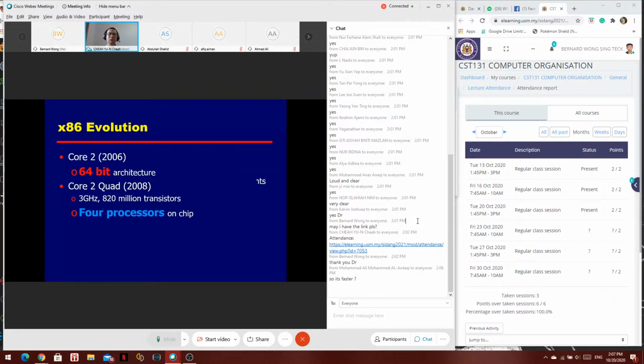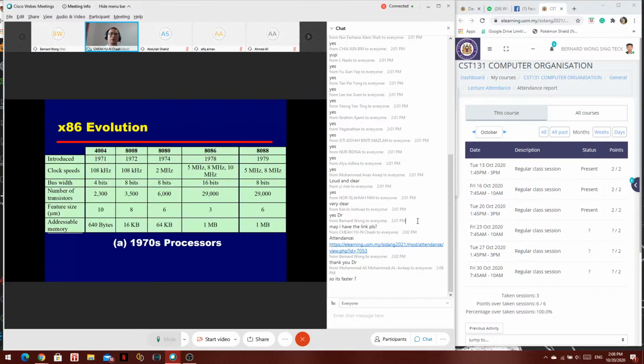Then later they evolved into 64-bit processors, and from there we also have Core 2 Quad machines with 4 processors on a chip, meaning 4 cores, right? And if you notice, the number of transistors is mind-boggling, even at that time, more than 12 years ago. Already 820 million transistors packed into that small little space.